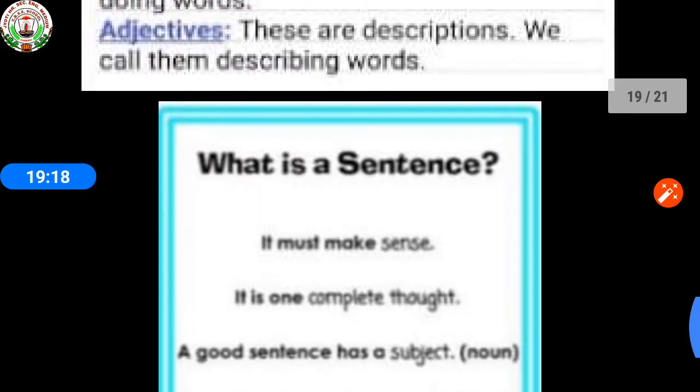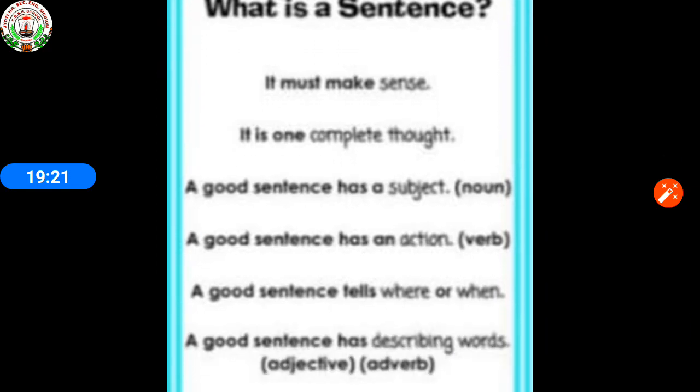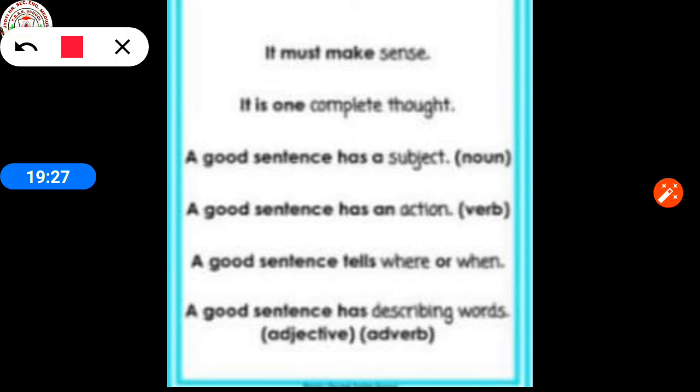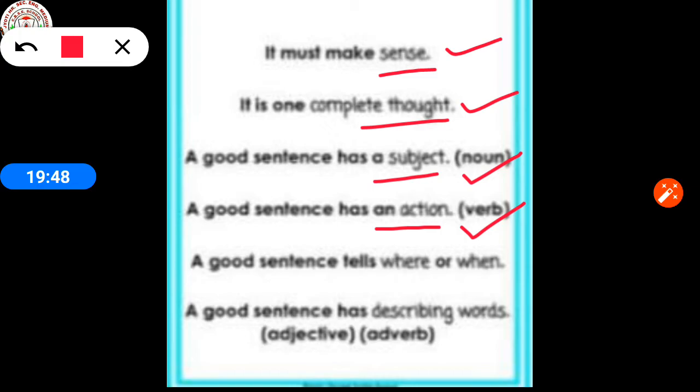Now we understand that a sentence makes sense. It is one complete thought. A good sentence has a subject, which relates with a noun. A good sentence has an action, which relates with a verb. A good sentence tells where or when. A good sentence has describing words, which relate with adjectives and adverbs.